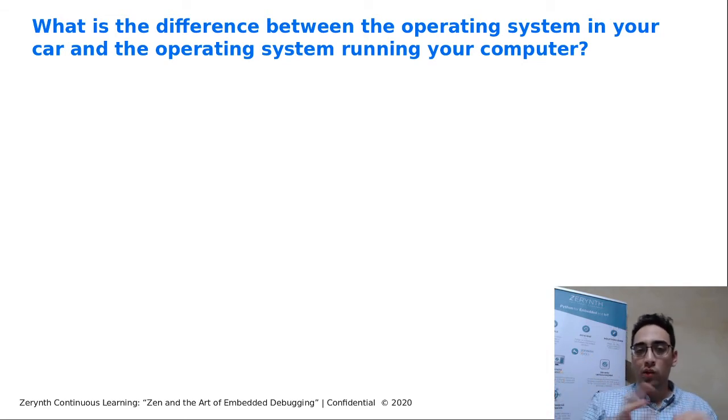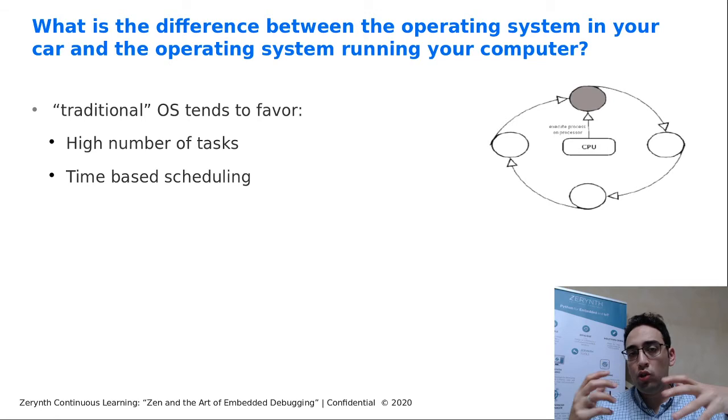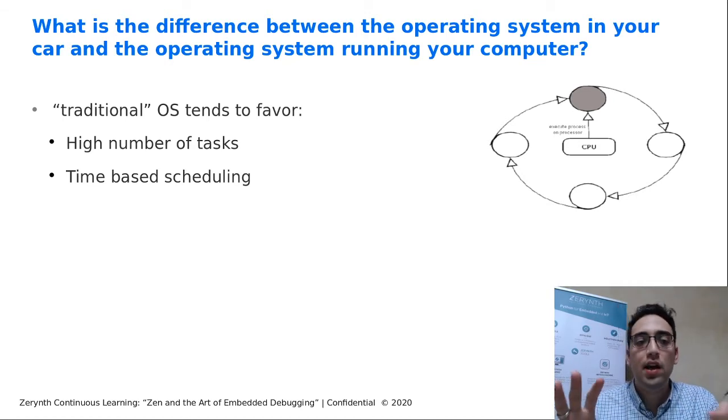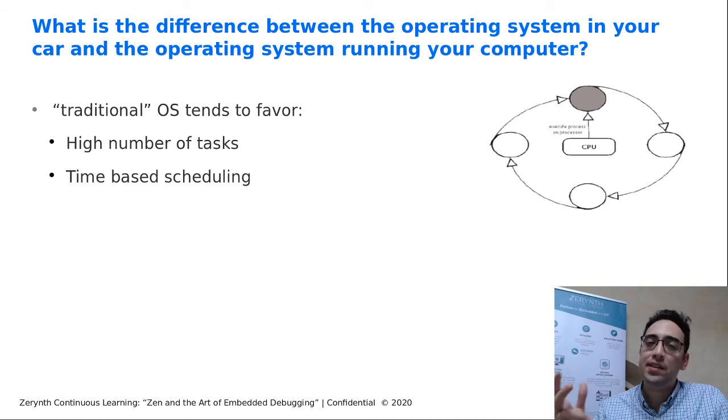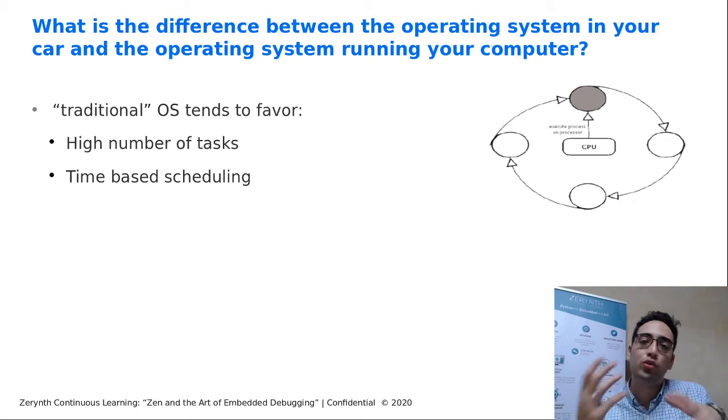So we're going to look at the differences between the operating systems that run on embedded systems and on general purpose systems. The first major feature of operating systems on PCs, for instance, is that they tend to run multiple tasks, but they use time-based scheduling. I'm using very simple terms and simplifying things already, but in general, they use time-based scheduling. So what is scheduling? Scheduling is the decision of who should run next.